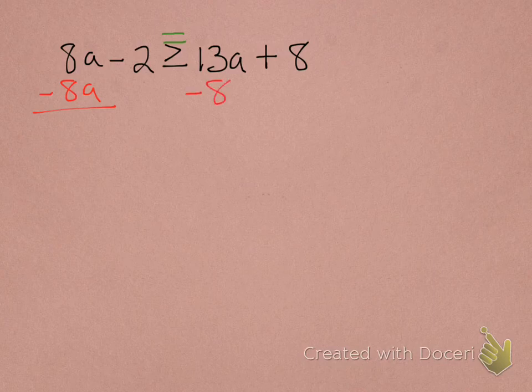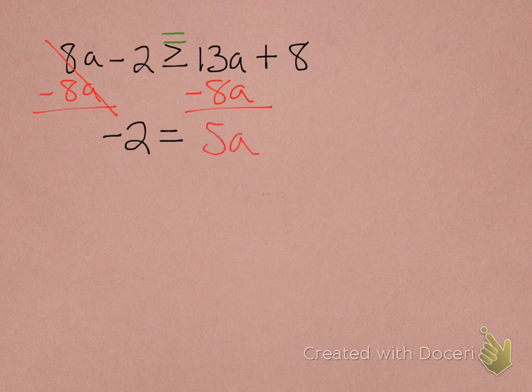value on my variable. So if I take 8a away on both sides of the inequality, then the 8a minus 8a will cancel. So now I have a negative 2, and pretending that's an equal sign, 13a minus 8a is now going to give me 5a plus 8. And then now solve exactly in the same way.